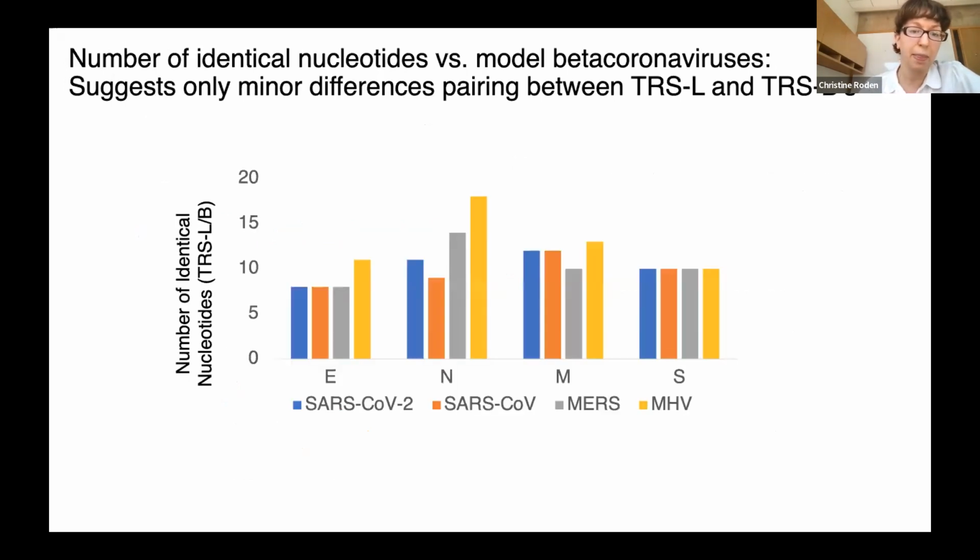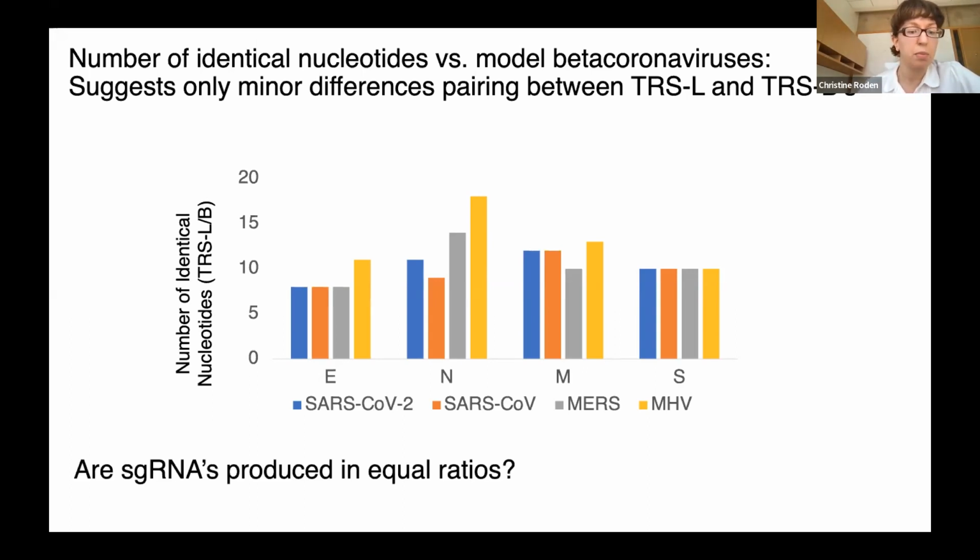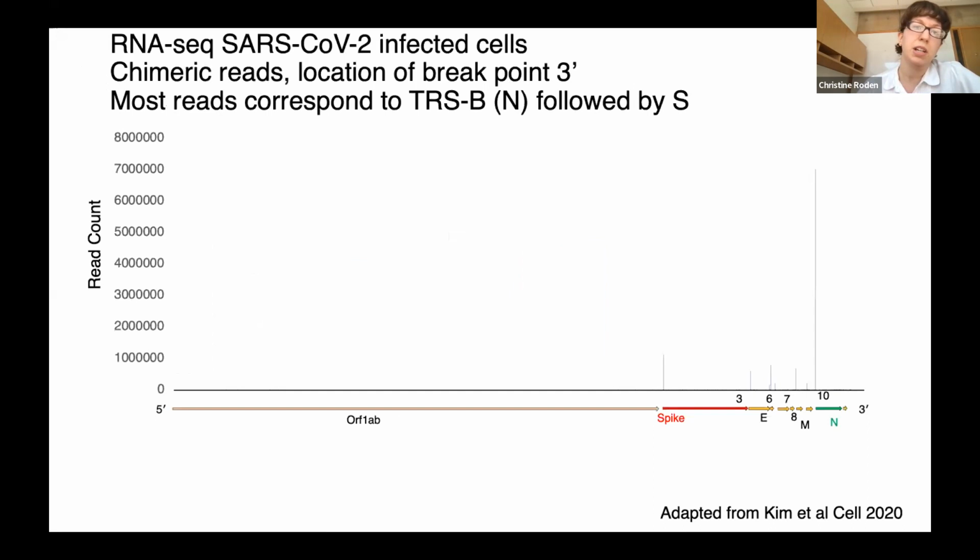subgenomic RNA. So when we looked at the number of identical nucleotides between model coronaviruses, SARS-CoV-2, SARS-CoV, MERS, and MHV, and we looked at the 4 individual structural proteins to assemble virions, E, N, M, and S, we found that the number of identical nucleotides, that is to say the strength of the base pairing between the TRS-L and the TRS body for each of these, was not very different. So that would lead to the question, are the sgRNAs produced in equal ratios? And this turned out to be not the case.